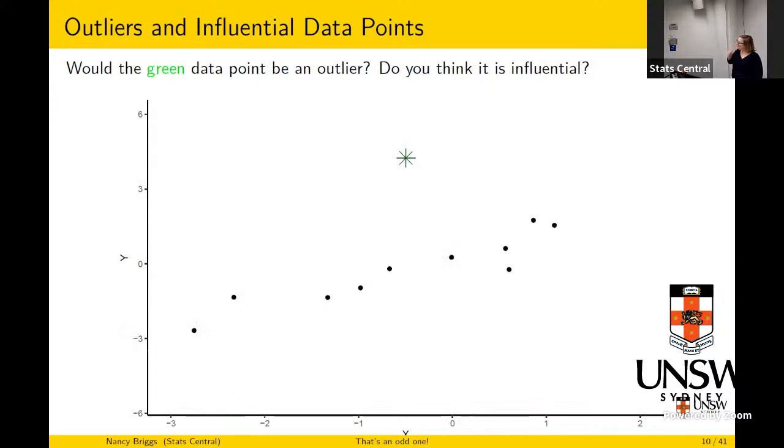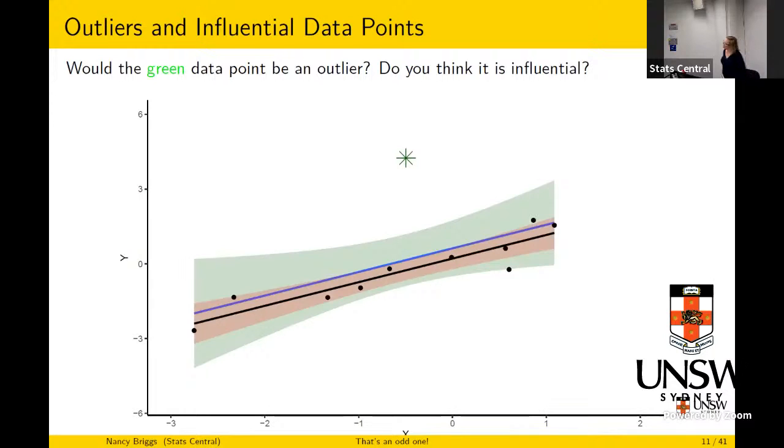Okay, so here's the same data set with a different extra data point. So here we have a green star. Now this one doesn't have a particularly interesting or different X value. In fact, it's at the mean, but the Y value is quite different. So you could look at that and say, yes, it is a point that's quite distinct from all the other points. It's an outlier. But then the question remains, is it influential? Well, let's take a look.